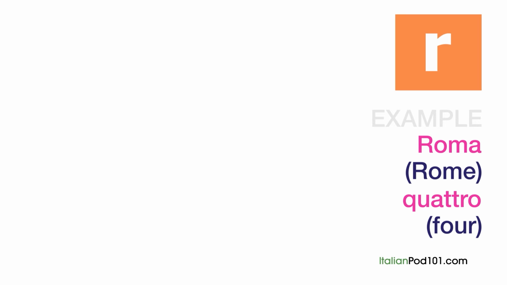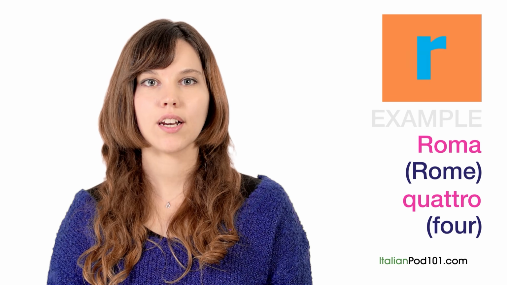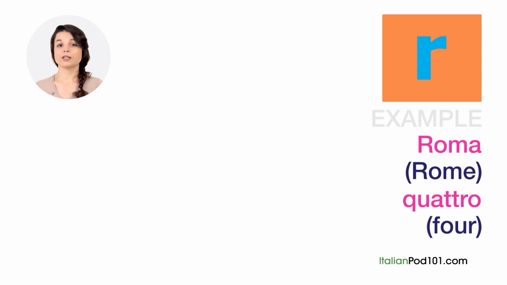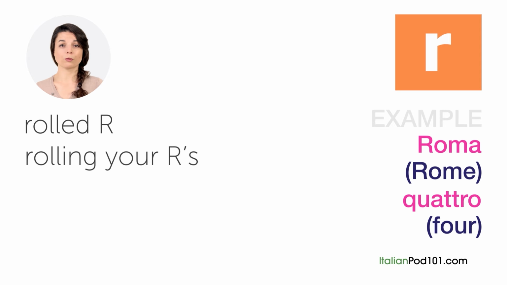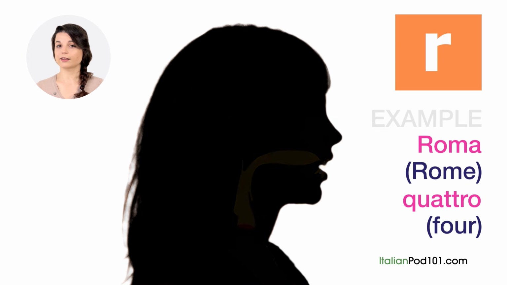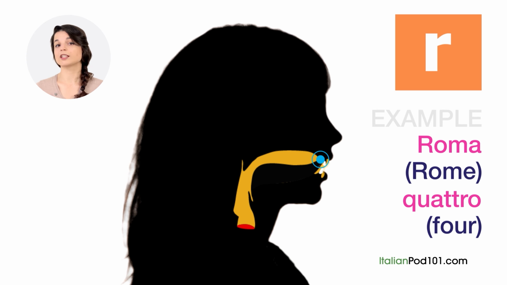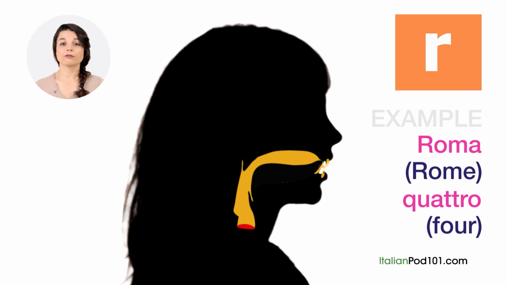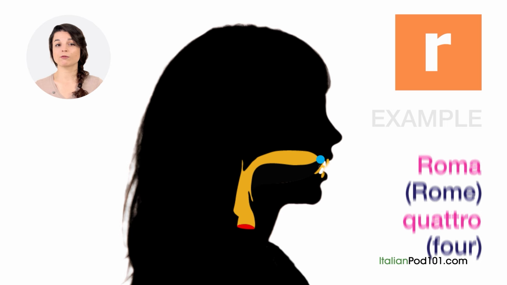The first consonant is R. Roma. This is also known as a rolled R or rolling your R's. Lightly contact the gums directly behind your top teeth with the tip of your tongue and try to direct just enough air through it so that the opening opens and closes rapidly, as if fluttering or vibrating. It almost sounds like a rapid D sound. R. You should feel the pressure behind the gums and at the tip of your tongue.